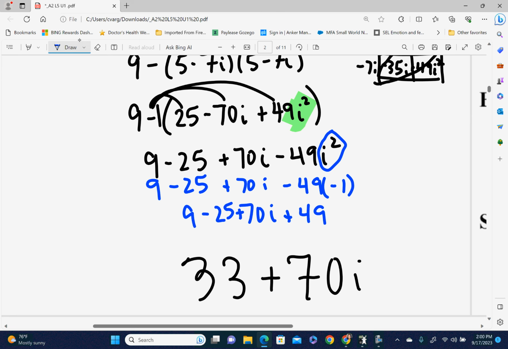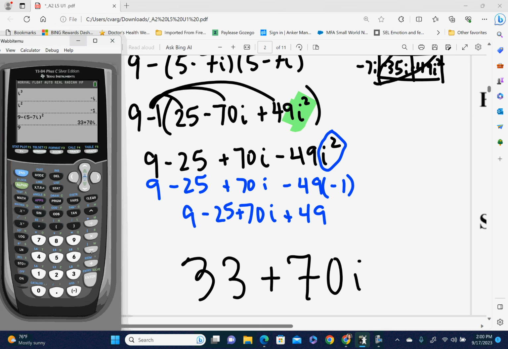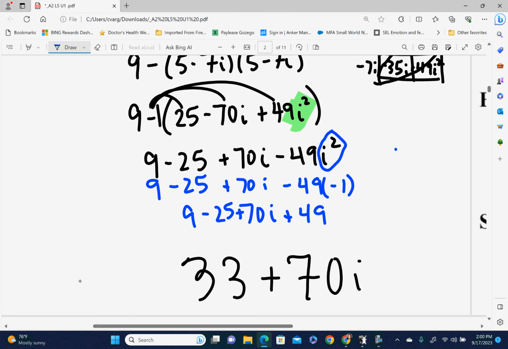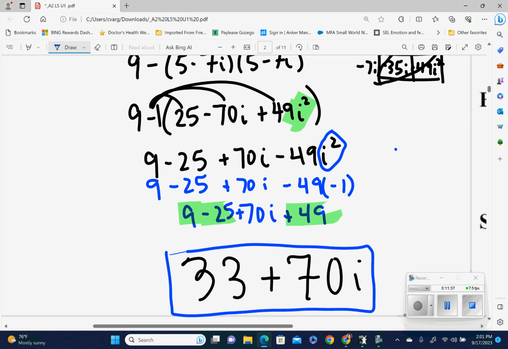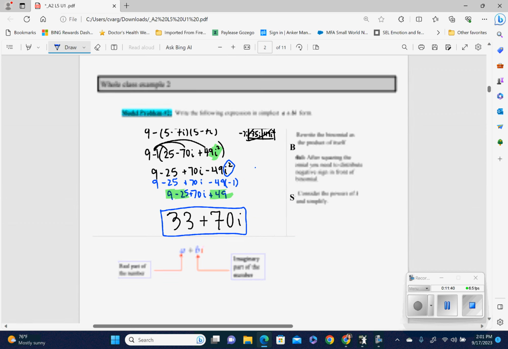So now it's just straight calculator. So I have 9 combined like terms, right? 9 minus 25 plus 49. And hopefully that gives me 33. And it does. Good. So what I did is I just combined like terms. So let me just show you which ones I did. Right, so I combined the 9 with the minus 25 and the plus 49. And when I combine those lovely things, I get 33, and the plus 70i literally just comes down. Okay, so that's how I get this answer, and this is my final answer. And again, the calculator gave me that off the bat.